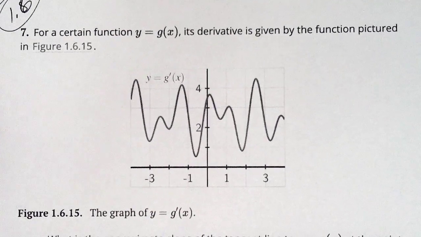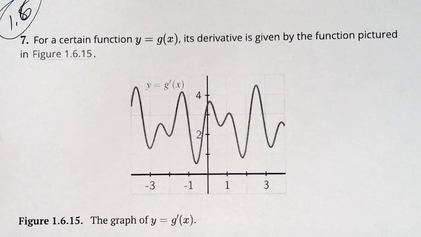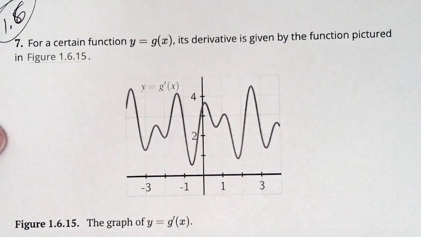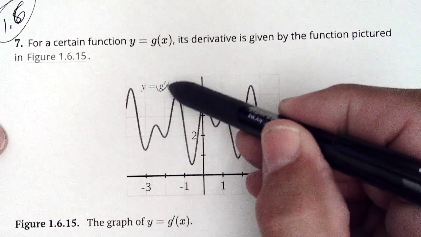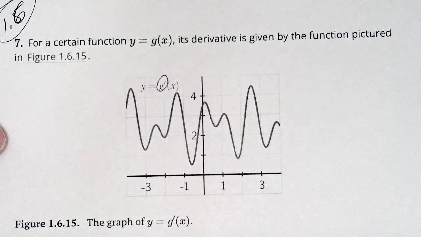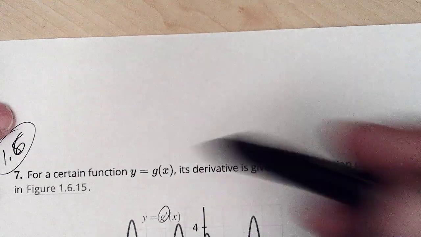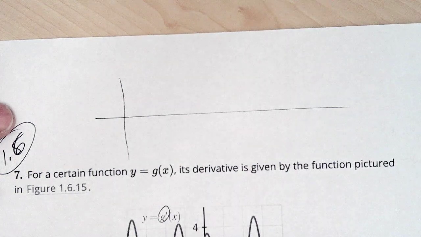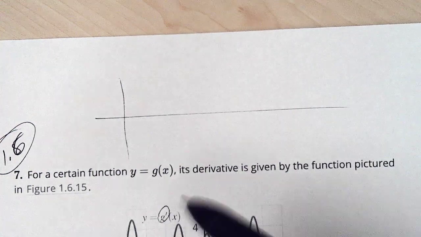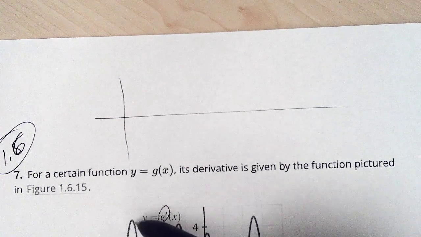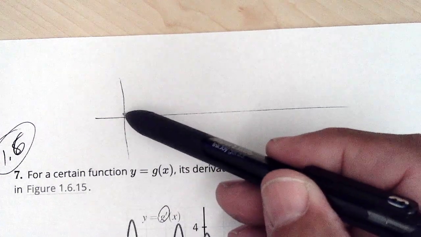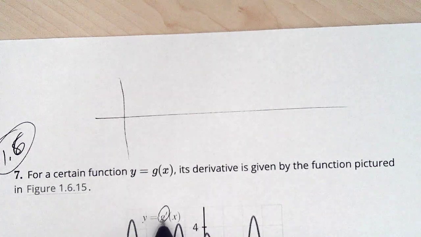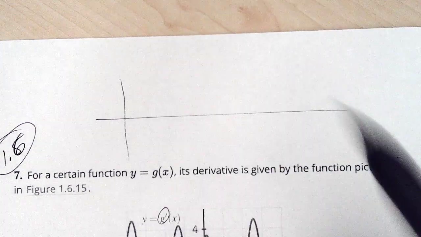All right, now we're doing section 1.6, problem number 7. This is the derivative. So it's telling me the slope of the original equation. So I'm going to go up here and just kind of try to draw a sketch of it. So I'm reading values off of this graph, which are the slope up here. The derivative, the values, the height of this curve, the values it has, is telling me the slope up here.